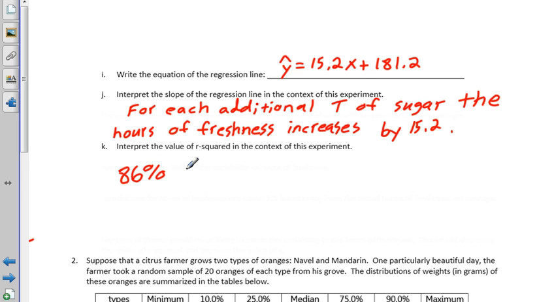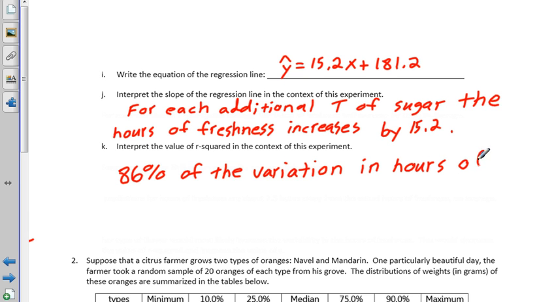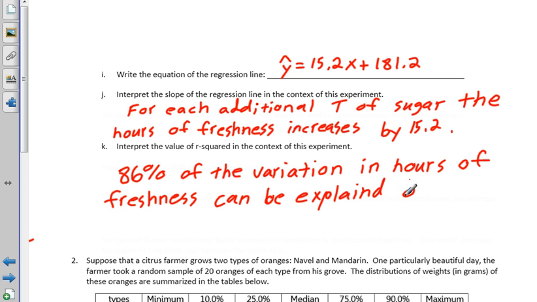So 86% of the variation in whatever y is, so your y in context, so in hours of freshness, can be explained by the linear model or the linear relationship between them.